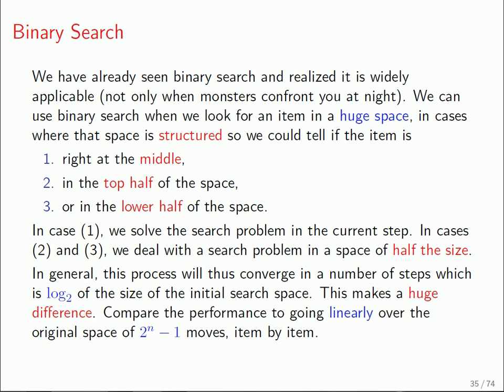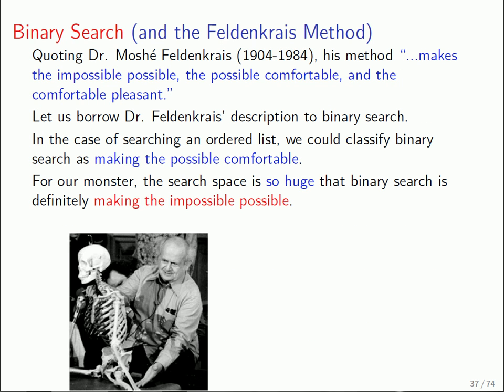So we emphasize that. And actually, I don't know how many of you have heard about Moshe Feldenkrais. He was a famous Israeli physicist who developed this method of body awareness and movement. He said that his method makes the impossible possible, the possible comfortable, and the comfortable pleasant. So in this case, doing this monster thing is really impossible, but using binary search makes it possible. And doing usual binary search for ordered things moves it from possible to comfortable and so on. Anyway, this is Moshe Feldenkrais.